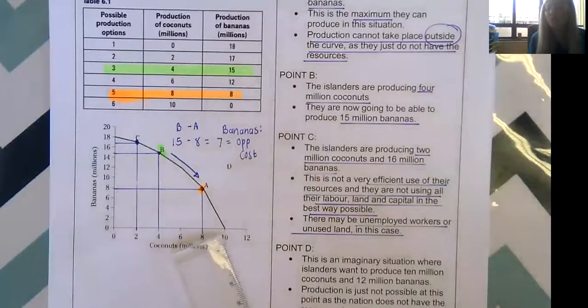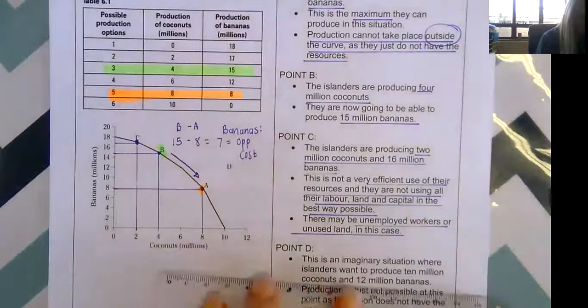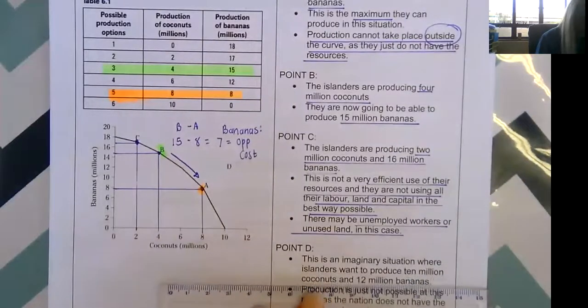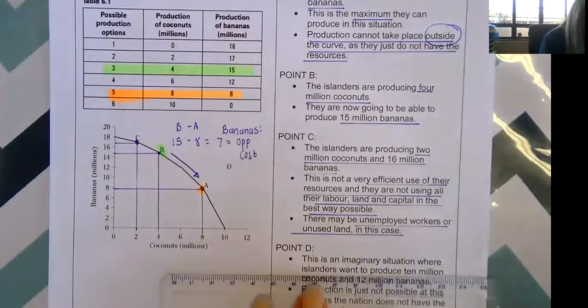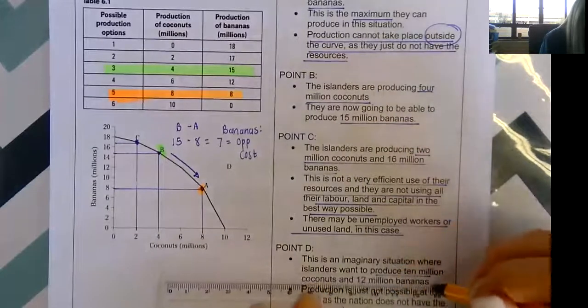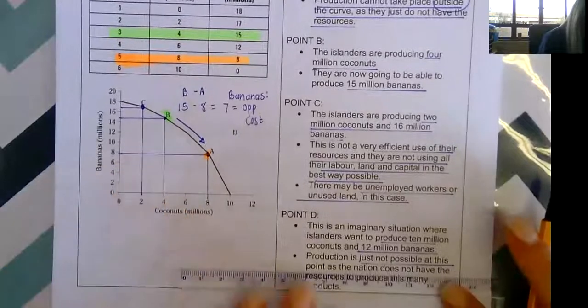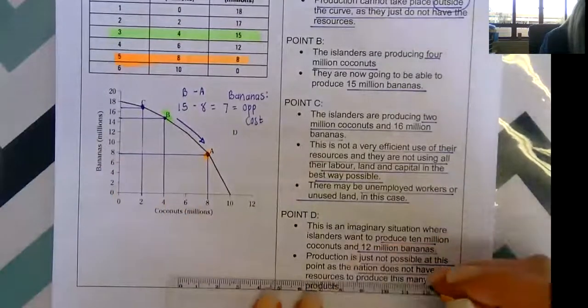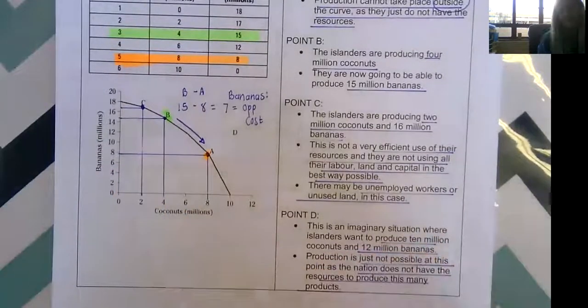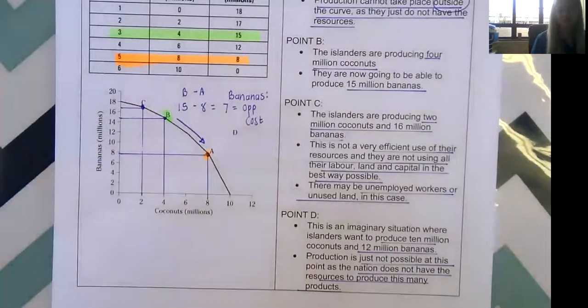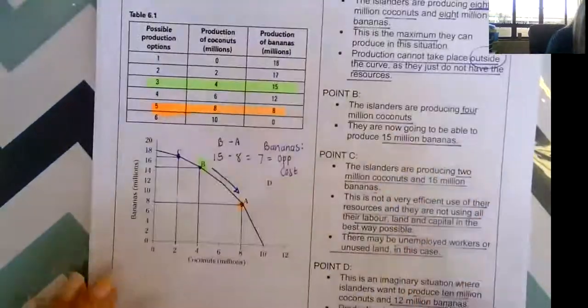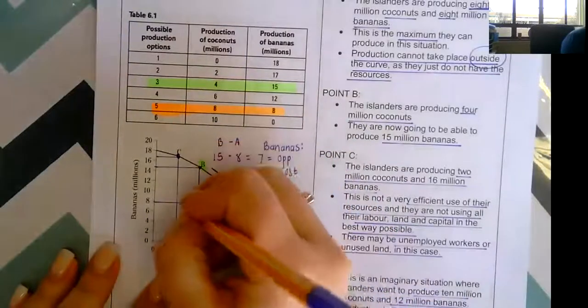So that is also called unobtainable. You can't produce outside the curve. So this is the imaginary situation where you want to produce 10 coconuts and 12 bananas. It is not possible to produce at this point because you do not have enough resources to produce that product. It's unobtainable. You can't produce. Okay. Then let's imagine quickly A, B, C, D, E. Point E.